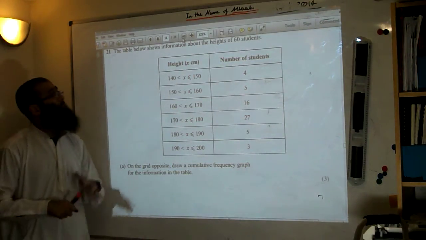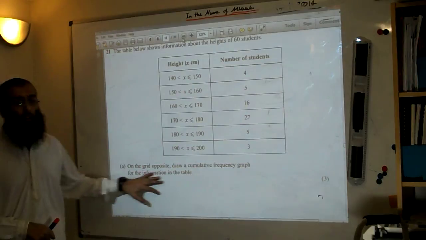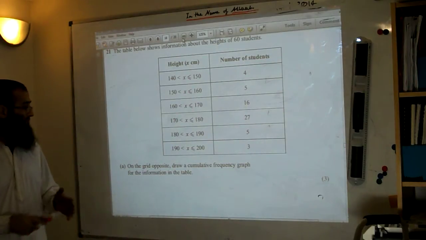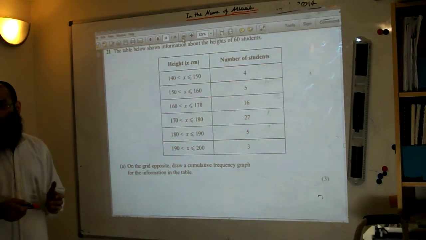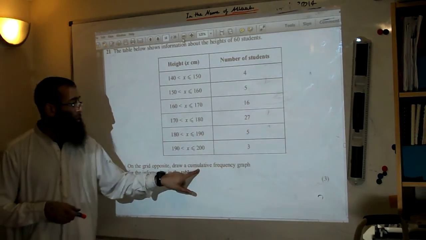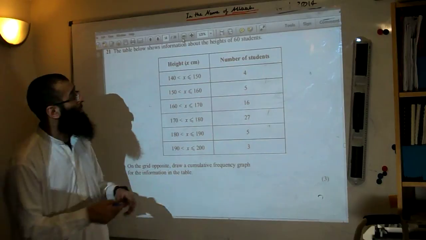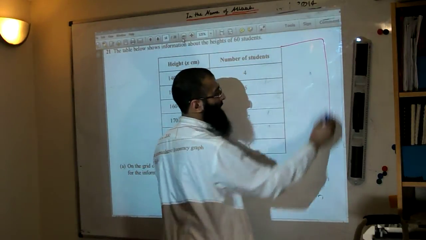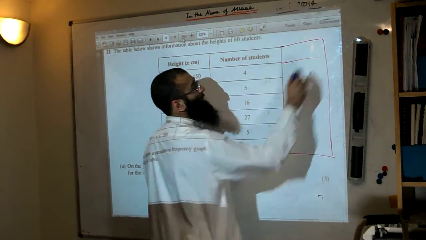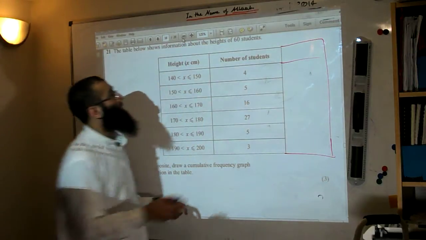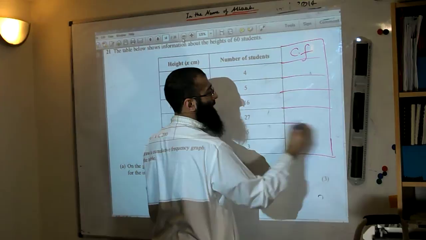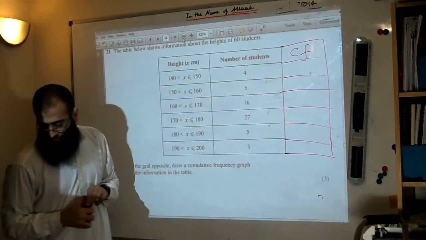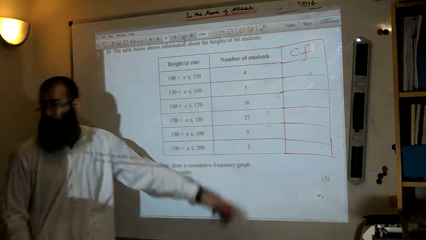Okay, the table below shows information about the height of 60 students. On the grid opposite, draw a cumulative frequency graph for the information in the table. Cumulative means like a running total. So you need to increase, first of all, your table with 1 extra column. Feel free in the examination to put the extra column in.